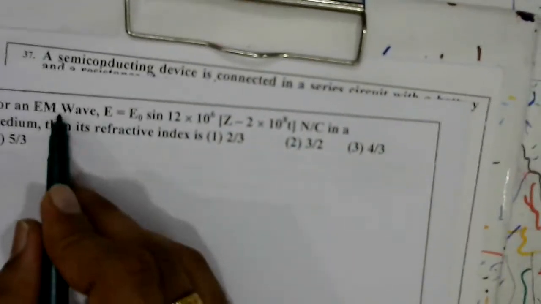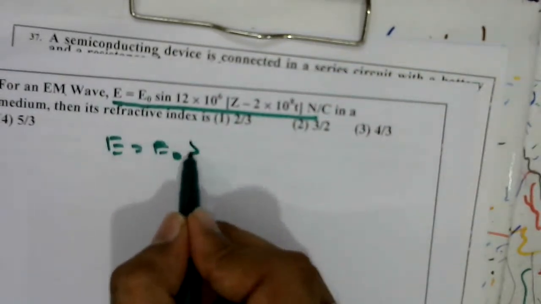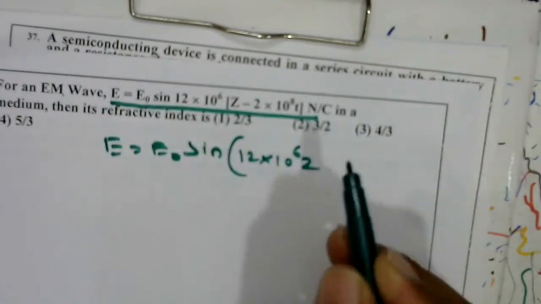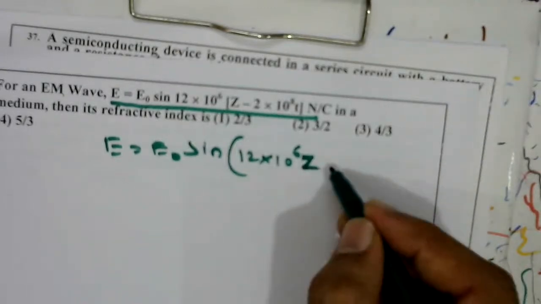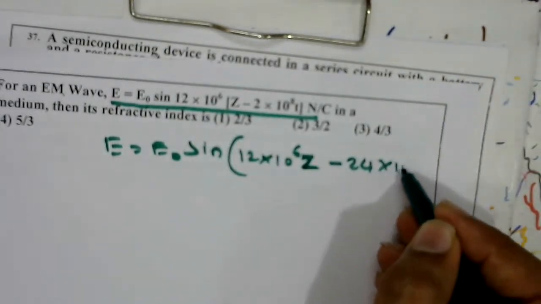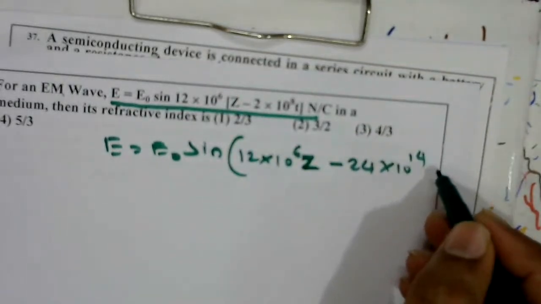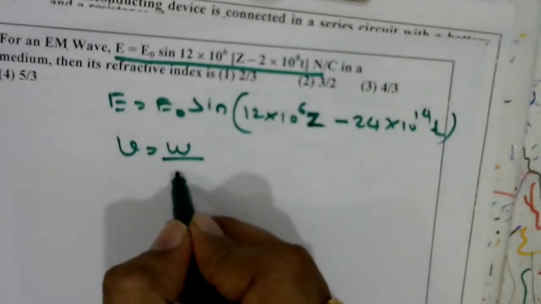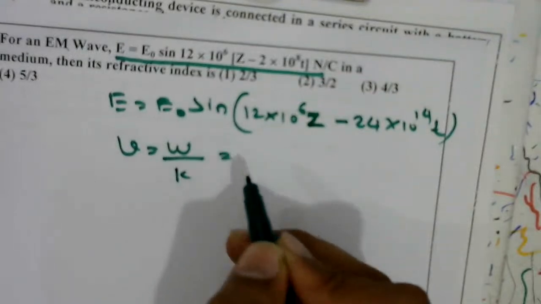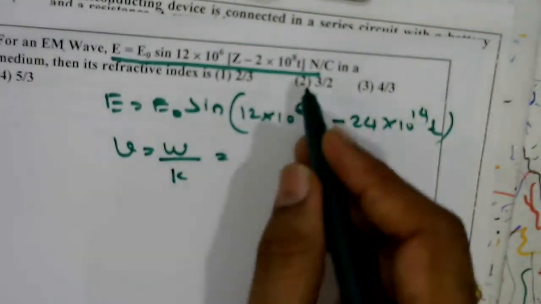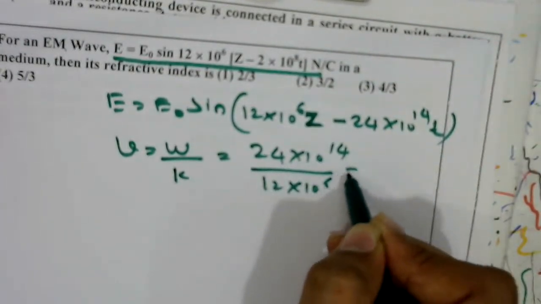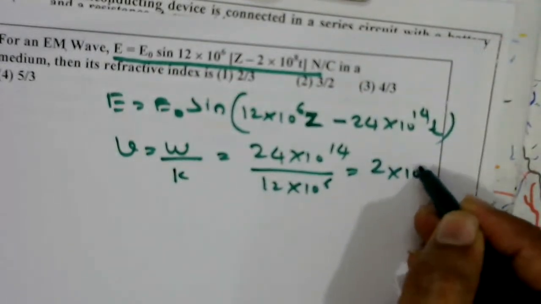Next, for an electromagnetic wave, E equal to this much is given. We can write E is equal to E naught sine, you can multiply inside, 12 into 10 to the power 6 Z, along Z axis it is moving, minus 12 into 2, 24 into 10 to the power 8 and 6, 14 T. Velocity of the wave is nothing but coefficient of time divided by coefficient of coordinate z. This is 24 into 10 to the power 14 over 12 into 10 to the power 6, which is equal to 2 into 10 to the power 8.